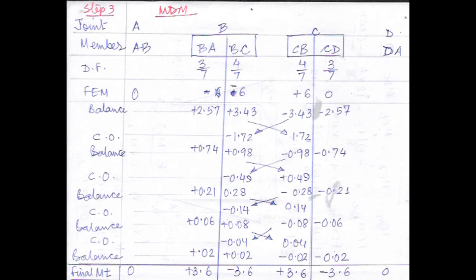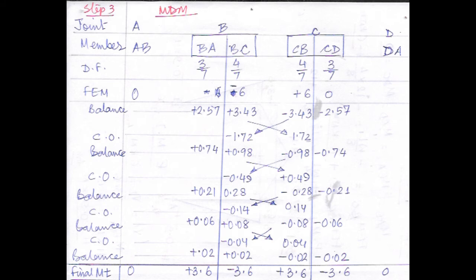Plus 6 multiplied by 4/7, that is 3.43. Plus 6 multiplied by 3/7, that is 2.57, and give it with minus because we are balancing it. Positive can be balanced only by negative. So this thing you have to keep in mind, because sometimes we forget this plus minus thing, but remember and write it this way as I have shown.